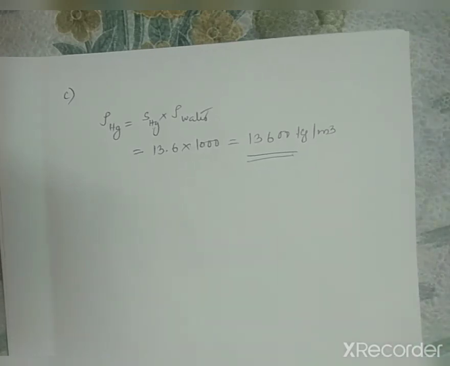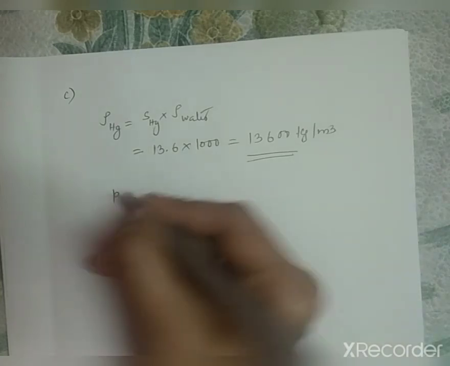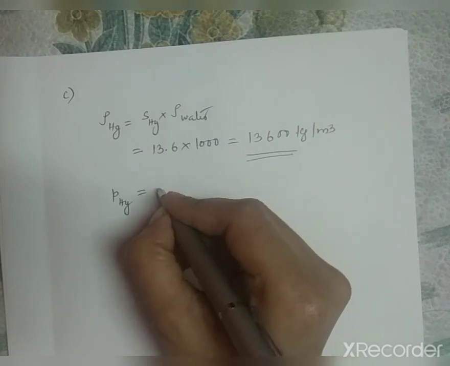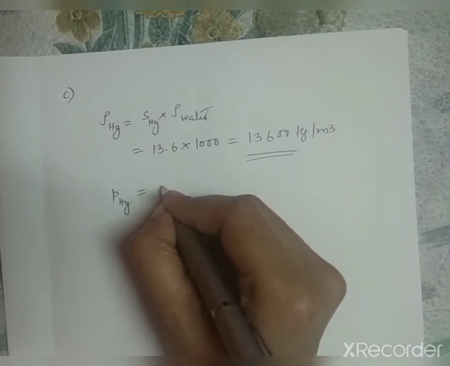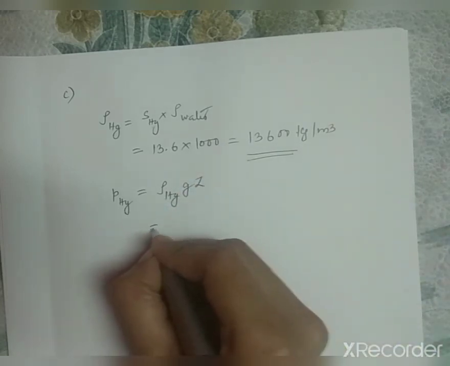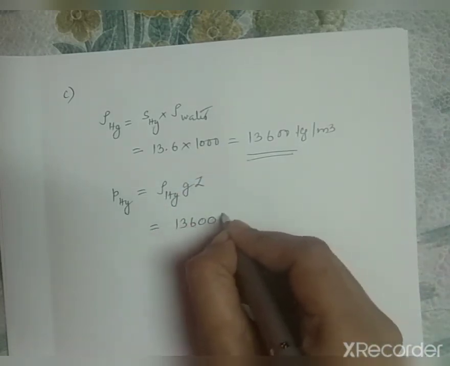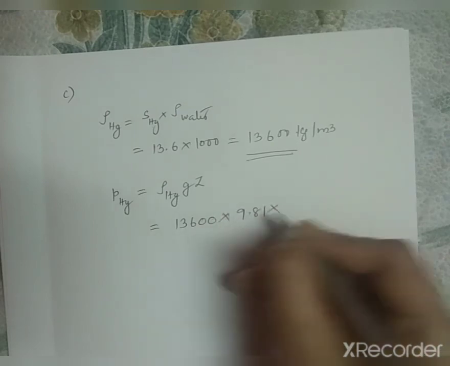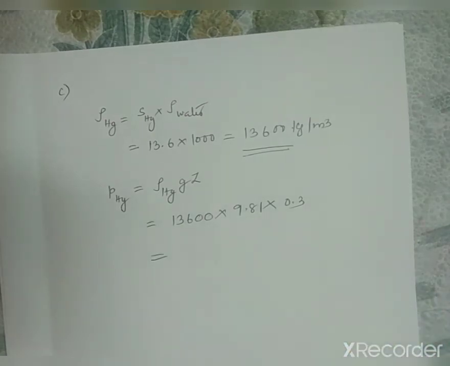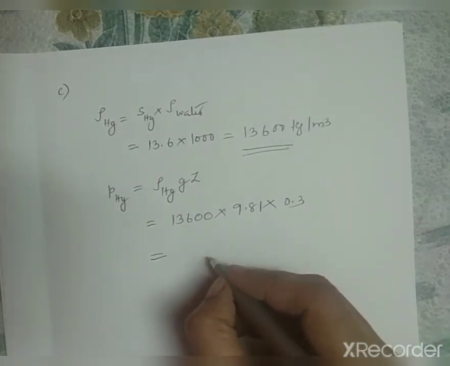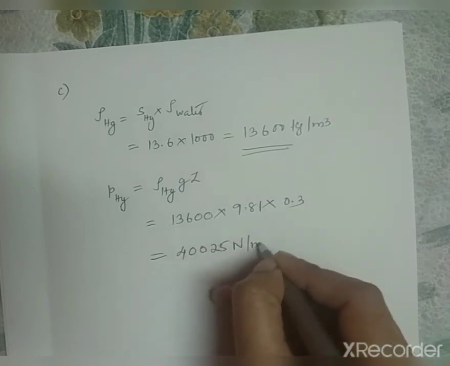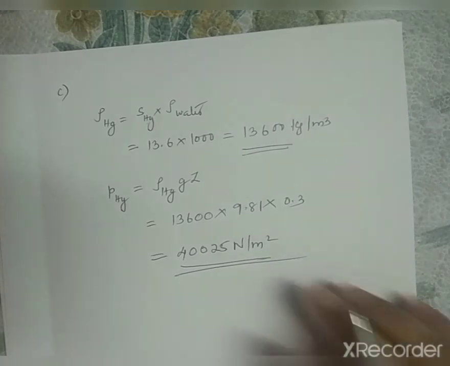Then next thing is we have to find out the pressure intensity. P of Hg column will be equal to rho of Hg into G Z. So this is 13600 into 9.81 into 0.3. So you will get the answer as 40025 Newton per meter square. So this is the answer.